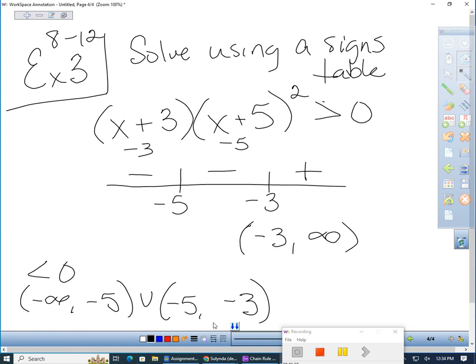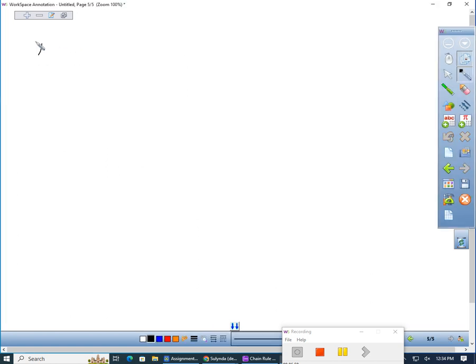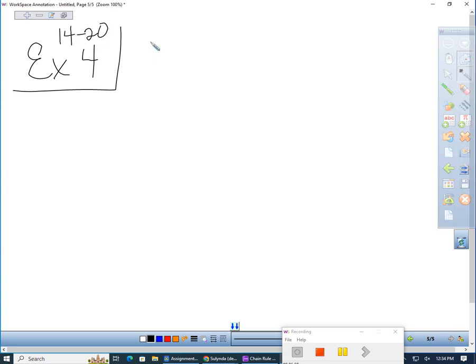So these few problems you need to do a signs table. Should we do another one? No? You guys sure? Okay, well then let's go to the last one then. Example number 4. Example number 4 is going to cover your 14 through 20. And it says solve.